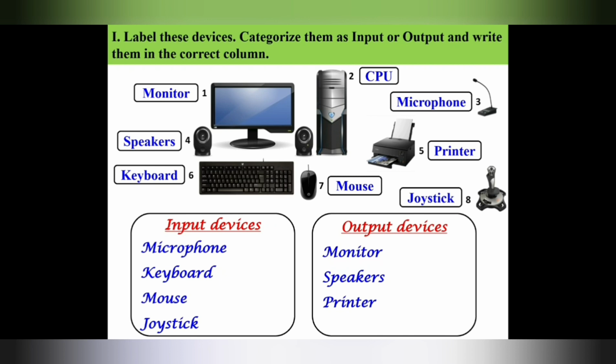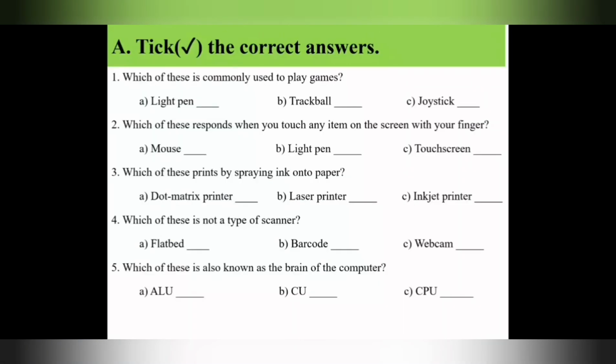Okay children, could you understand how to categorize them as input or output devices? You have to write in your book. Page number 11. First Roman, tick the correct answers. In that first one, which of these is commonly used to play games? The options are light pen, trackball, joystick. Which is used to play games, children? Yes, the right answer is joystick.